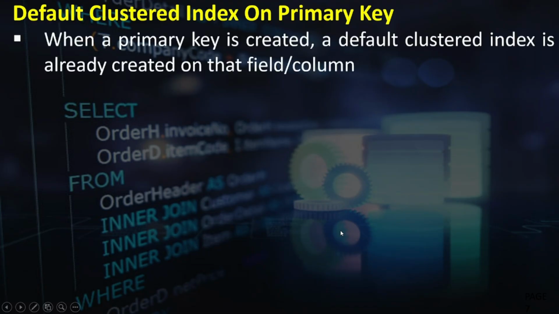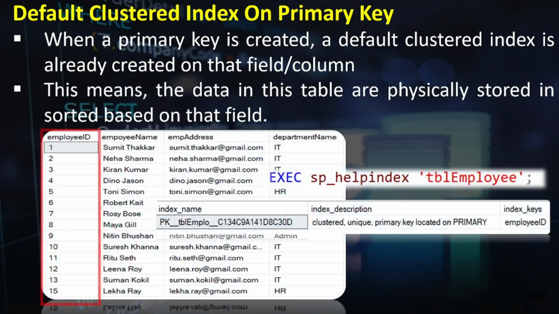We have seen that when we created a primary key on this table, a particular index gets created that is called a clustered index, and this is by design implicitly. You can visualize the clustered index or any kind of index on the table by using this command, sp_helpindex, and the table name. Here it shows me the index name, and the kind of index is clustered index, unique, primary key, located on primary, and on which field this index has been created: employee ID.